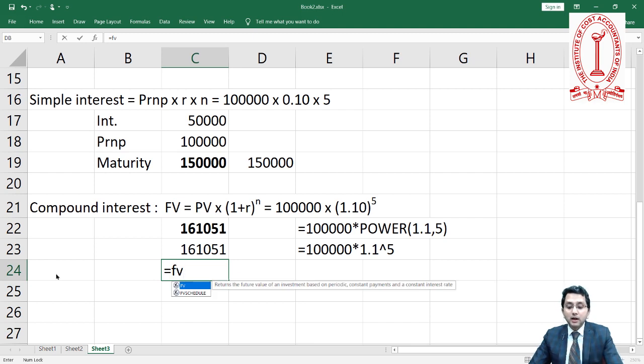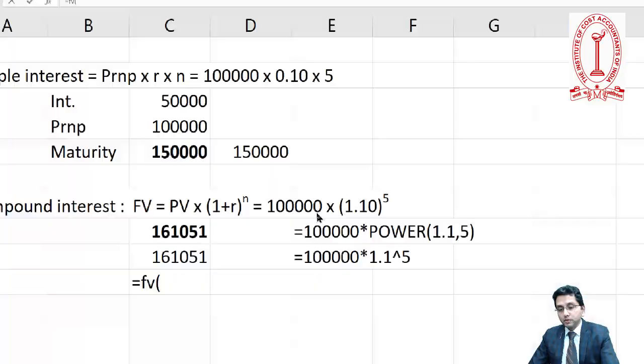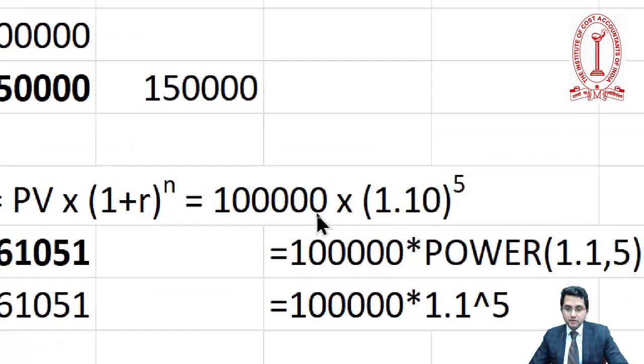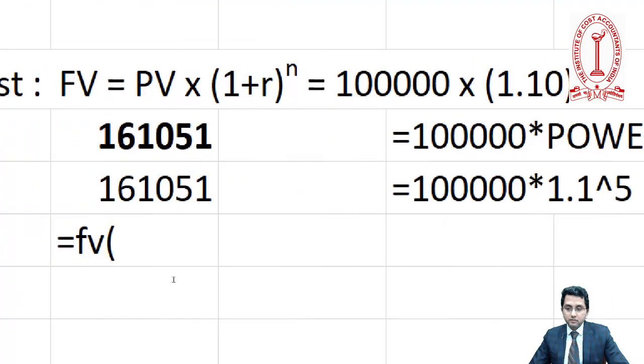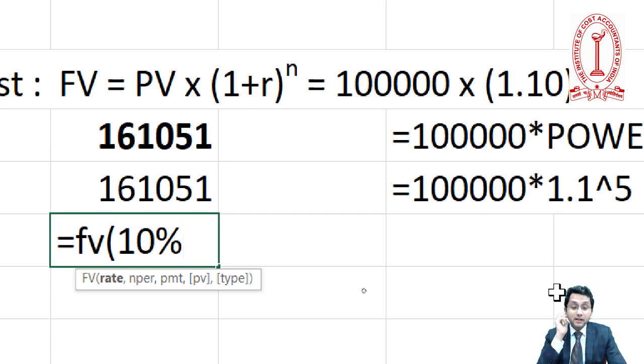In future, how much amount I will get? FV is future value. So this is equal to FV, and now I'll zoom it for your convenience. Bracket open. Now Excel, once I type bracket open, Excel says what is the rate? So I'll say 10%. Beware, either you should type 10% or you should type 0.10.